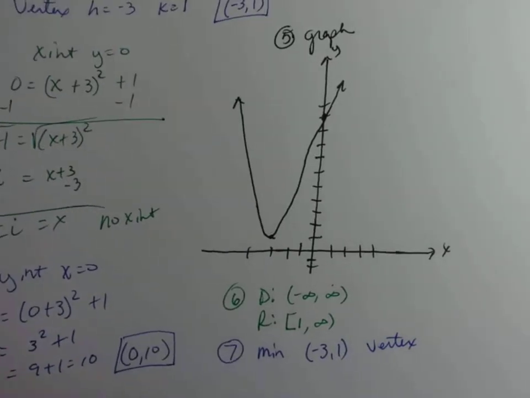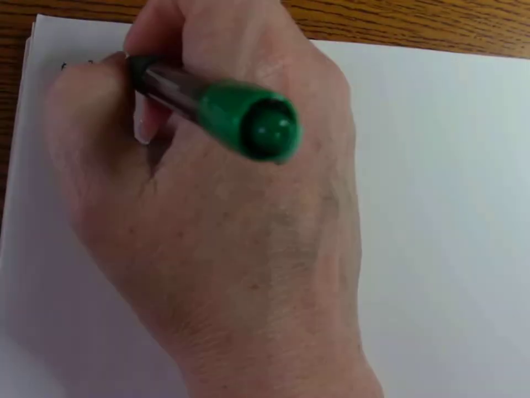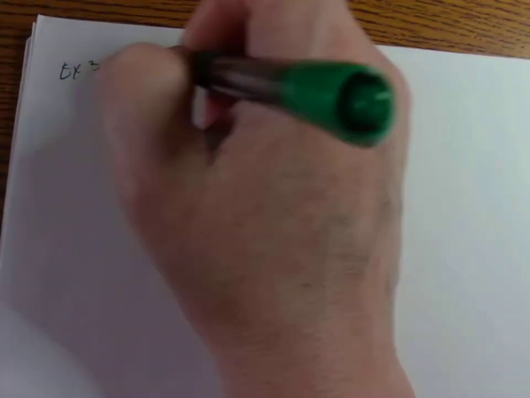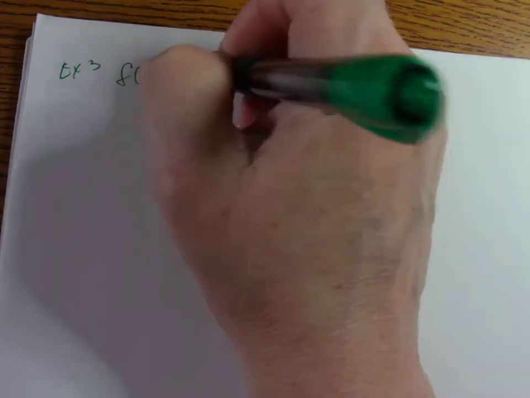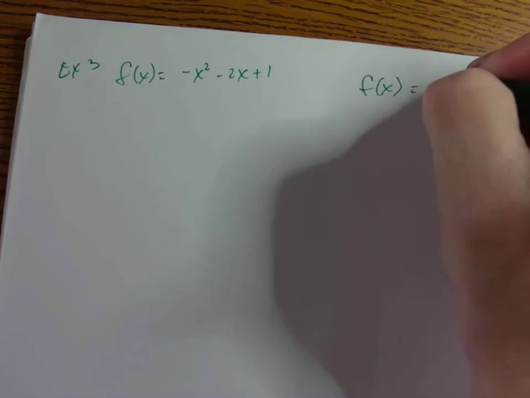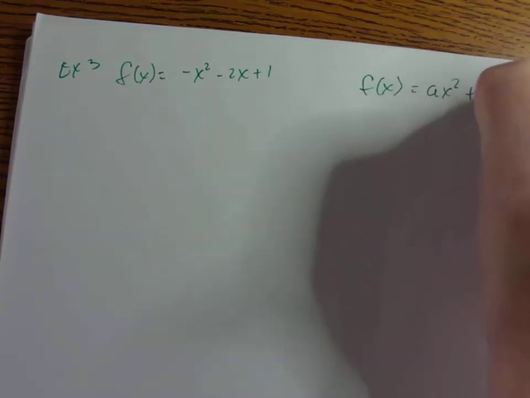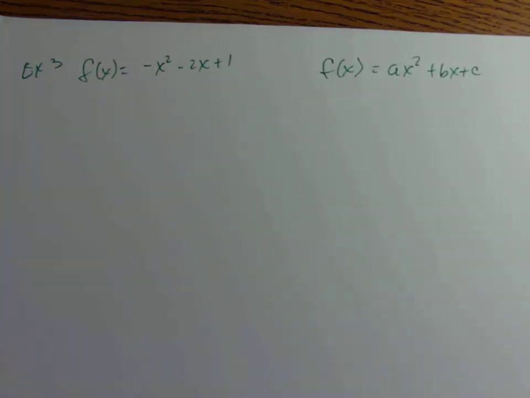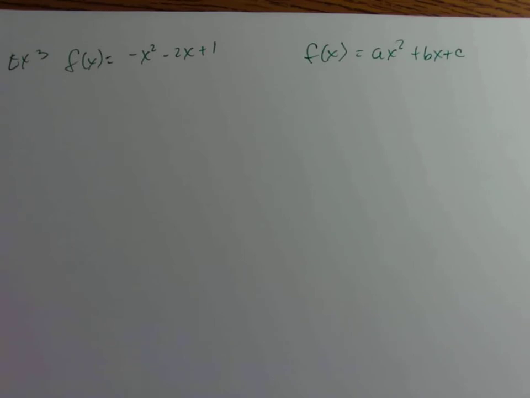All right, so let's go look at another example. This will be example 3. And this one is f of x equal to negative x squared minus 2x plus 1. This one happens to be in the f of x equal to ax squared plus bx plus c format. So it's in a different format, so the vertex will be a little bit different.